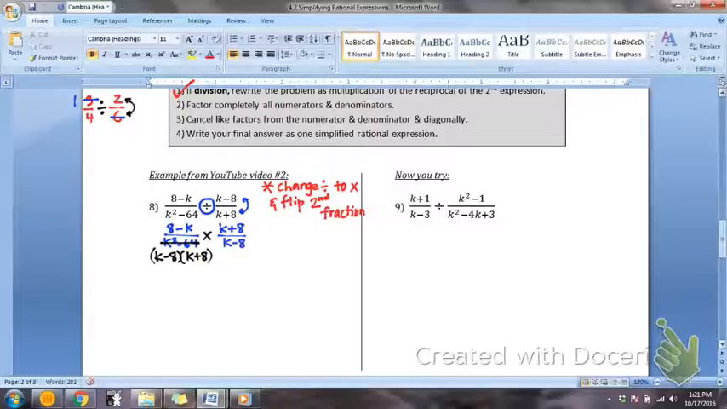Now, if I look diagonally this way, they both have a k plus 8, right? And remember this example that we talked about up here in the left corner? You can cross cancel, okay? So what do you think we can cancel down there? I can cancel out a k plus 8 and a k plus 8. Now I'd like us to rewrite what we have. I have 8 minus k over k minus 8.